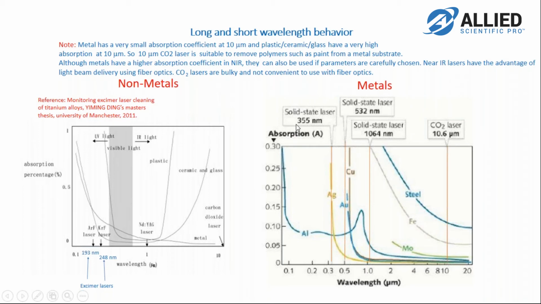But if you use the near IR laser, you have certain other advantages because they are compatible with fiber optics, they're fast, and you can also, as I showed you in the Coke Zero video, selectively choose parameters so that it does not damage the substrate, but you have to be more careful. CO2 lasers do it inherently, but for near IR lasers, you have to carefully choose the parameters so that it doesn't damage the underneath substrate.